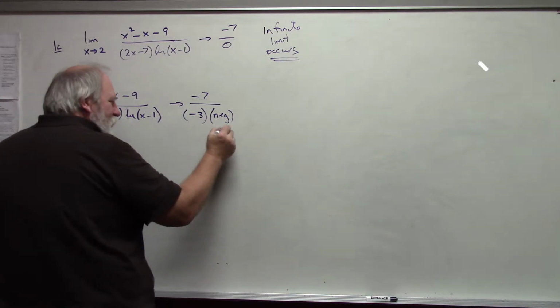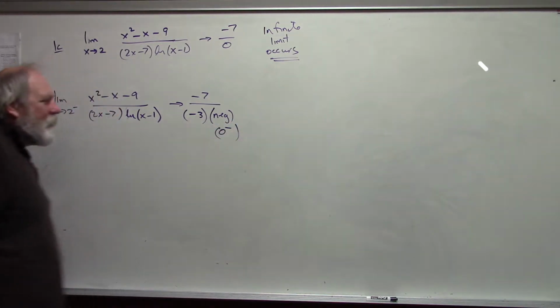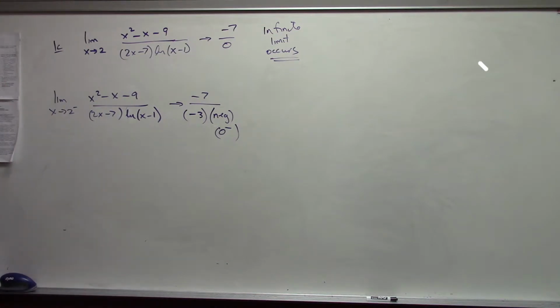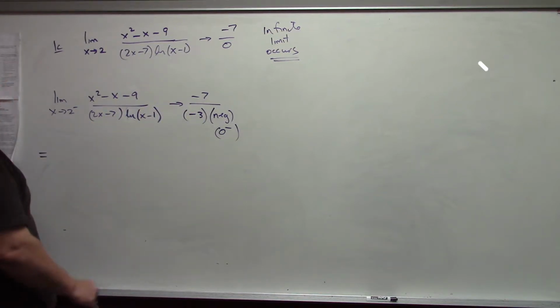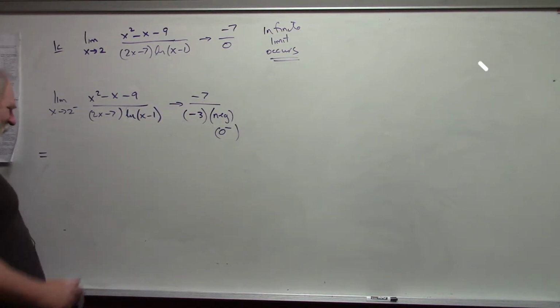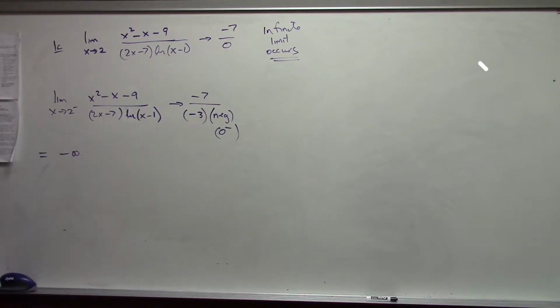Overall, I usually write this in this form. This is notational. I mean 0 from the negative side. So overall, I have 3 negatives multiplied together, which means the overall fraction is negative, hence it approaches negative infinity.